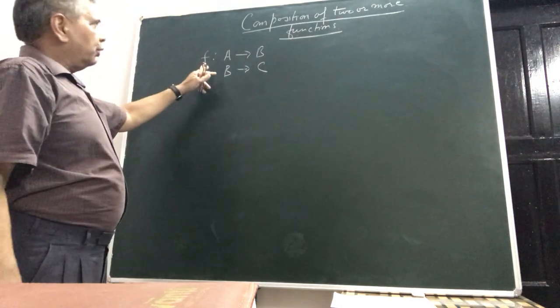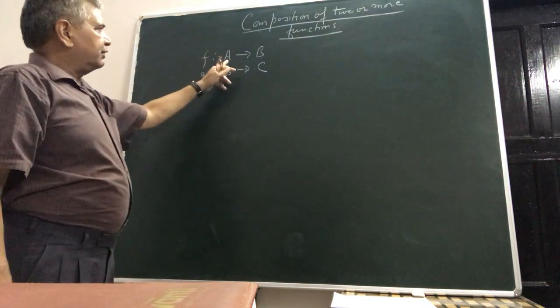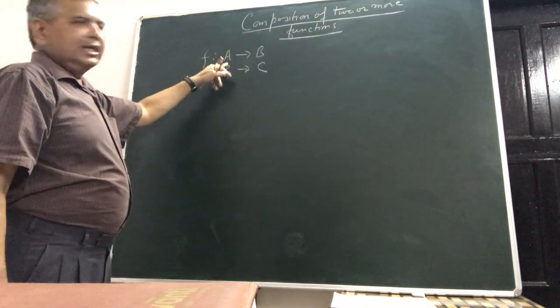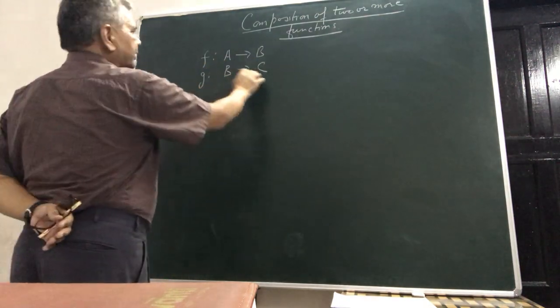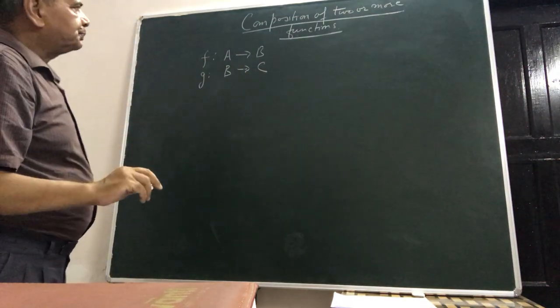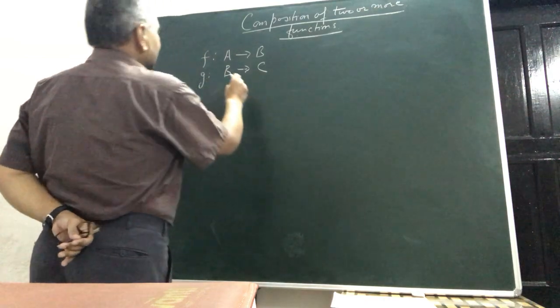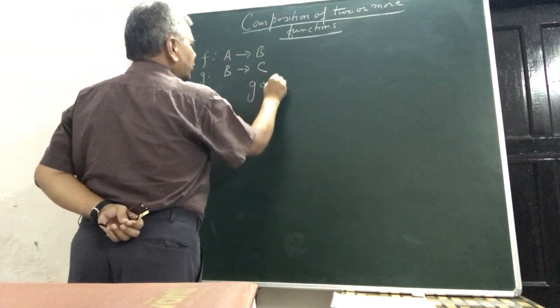Now, let us come to this definition. Suppose f is a function from A to B. Obviously, A is the domain here and B is the codomain, and g is another function from B to C. Then we define the composition of two functions and symbolically write it g o f.